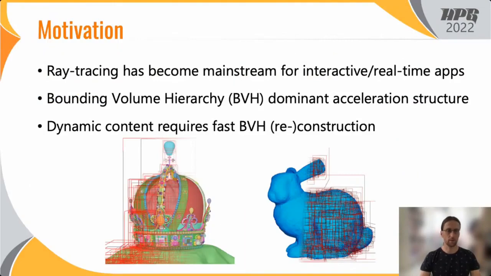Okay, so it's pretty obvious that ray tracing has become mainstream in the interactive/real-time domain over the last couple of years, and that the bounding volume hierarchy has established itself as the dominant underlying acceleration structure. Now, in the context of supporting fully dynamic content, the issue is that due to BVH quality reasons, one cannot always just update/refit the BVH, but instead needs to rely on a full BVH rebuild. That means the BVH construction method needs to be as fast as possible without sacrificing too much BVH quality, which together is a challenging problem.